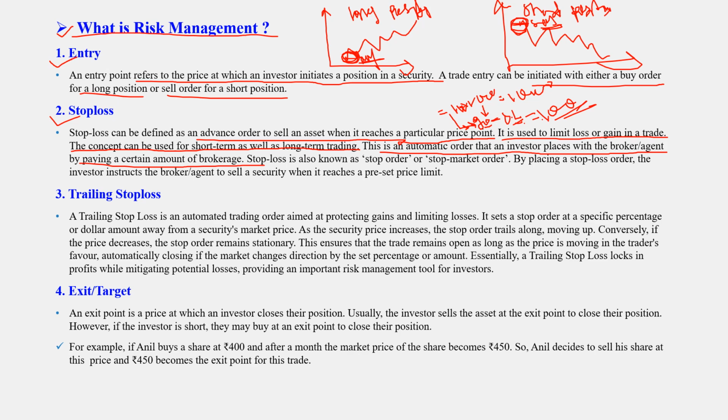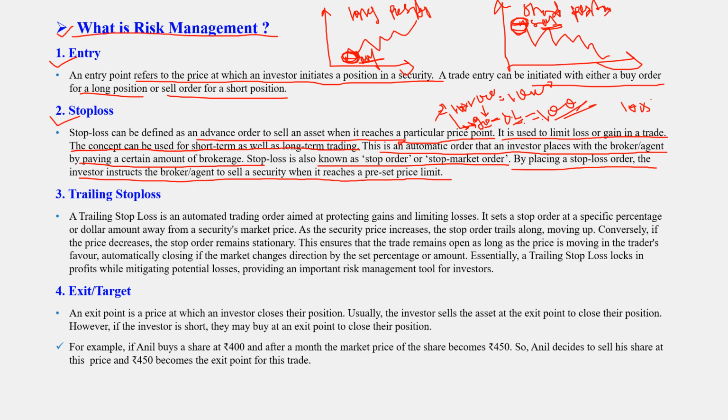Stop loss is also known as a stop order or stop market order. By placing a stop loss order, the investor instructs the broker to sell a security when it reaches the set price limit. This is the example for the long position, and in the short position it is exactly the opposite. In the short position, we anticipate the market will fall, right? We need to first sell the stock.